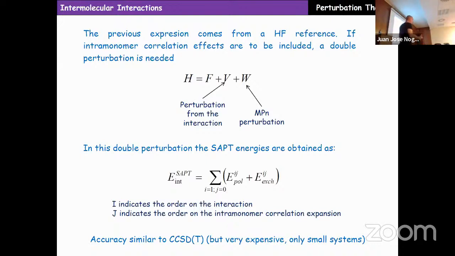So normally in SAPT, what you use for intramolecular electron correlation is MP2 theory, but you can also use coupled cluster. But this is very, very expensive. You can only study complexes with a very small number of electrons. So normally what you do is SAPT truncated at second order in intramonomer electron correlation.